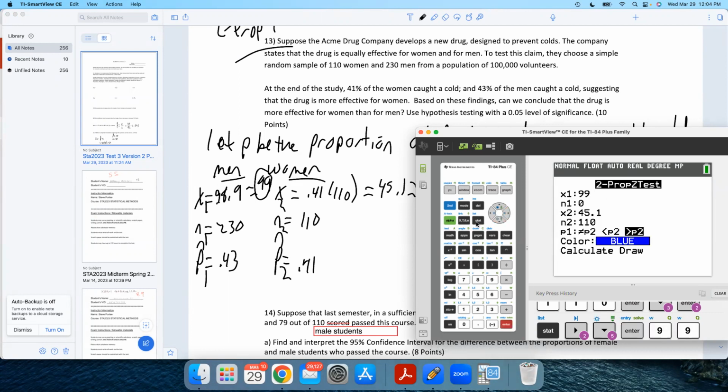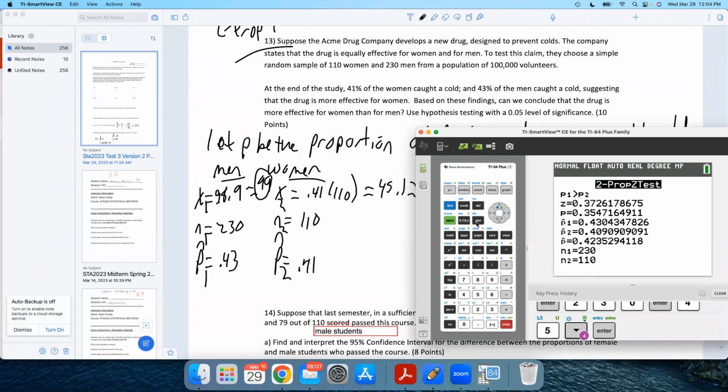So this was 99. What was N1? 230. 45, 110. Hit calculate. Notice these are now rounded. See, they lied to us. When they said 41% and 43%, they lied to us. They rounded a little. These were the numbers they actually got. And we fixed that by rounding the X's. We're not making stuff up. They did when they gave us these numbers here.